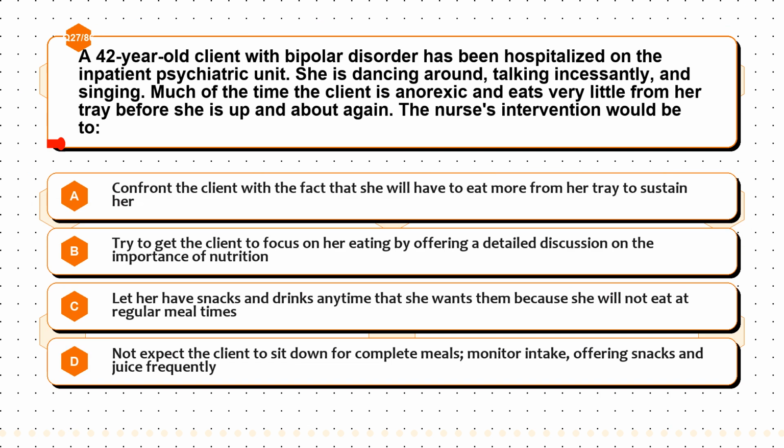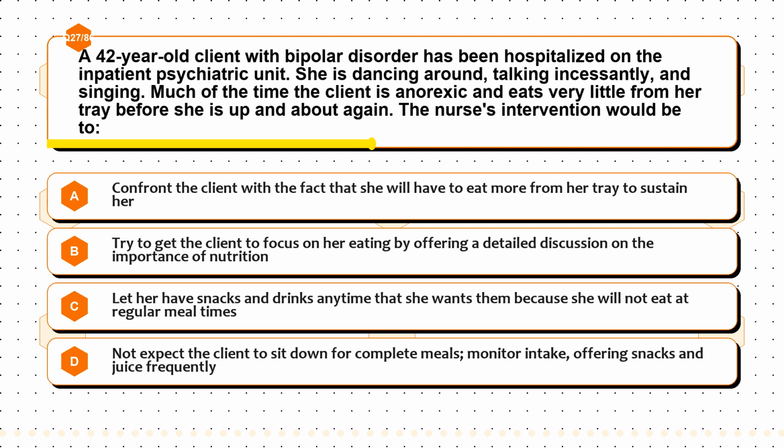Question 27. A 42-year-old client with bipolar disorder has been hospitalized on the inpatient psychiatric unit. She is dancing around, talking incessantly, and singing. Much of the time the client is anorexic and eats very little from her tray before she is up and about again. The nurse's intervention would be to. Here are the options.